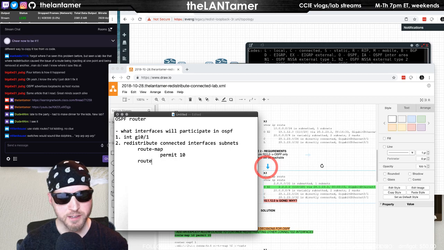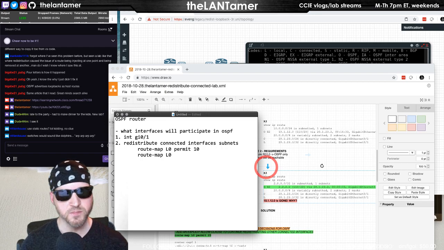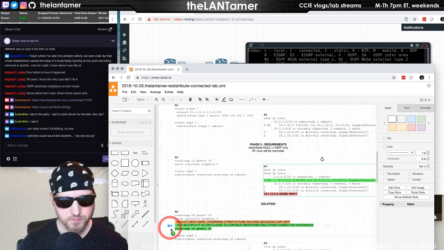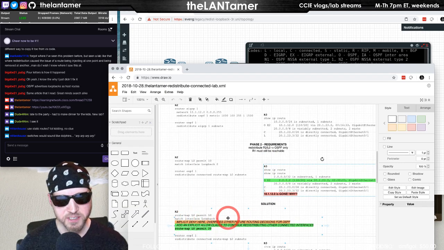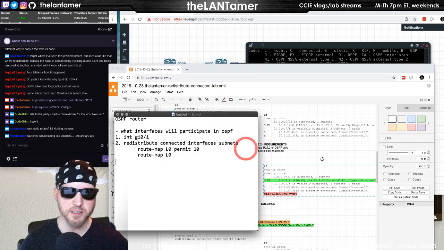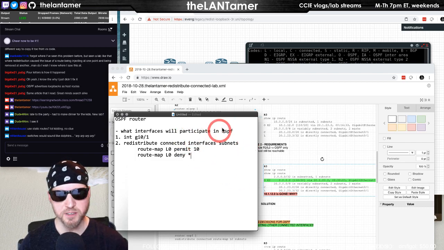So if we were to write it, it would be route map L0, right? I mean, you all get it, right? Permit 10. Match interface loopback 0, and just like an access list, there's an implicit deny everything else. Basically, that's not the syntax, but.